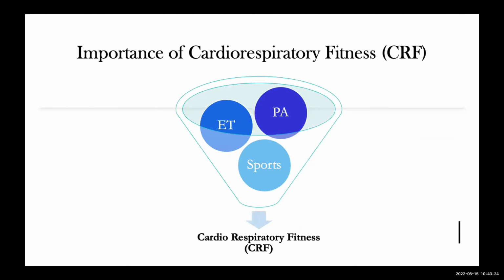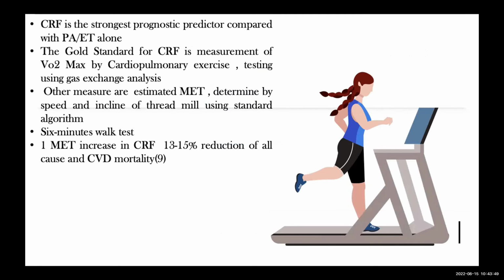If you divide these components into individual things and put them through a funnel, ultimately it leads to better cardiorespiratory fitness. Cardiorespiratory fitness means we are able to use a large amount of oxygen for our large skeletal muscles, and the oxygen consumption by our body improves. This cardiorespiratory fitness is actually the strongest predictor, not the volume of physical activity or the exercise training alone. The achievement of cardiorespiratory fitness is the strongest prognostic marker.